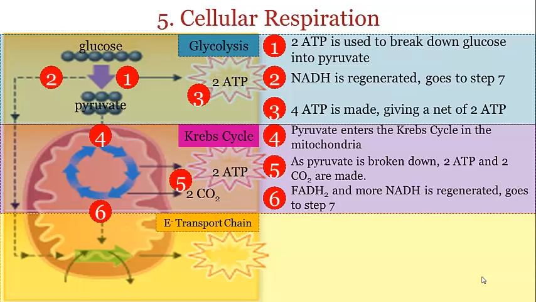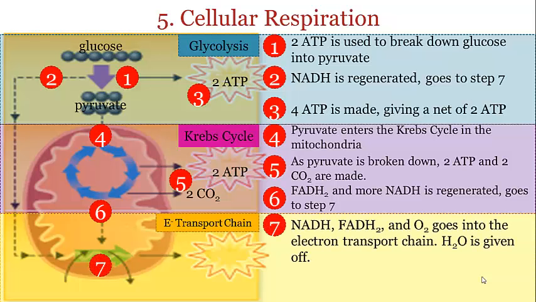So the next step is still going on inside of the mitochondria. This is the electron transport chain. So all of the NADH and the FADH2 and oxygen is going to go into the electron transport chain. So in order for cellular respiration to occur, we need glucose and we need oxygen. Water, H2O, is given off as part of this process. This is where the cell really cashes in with the ATP.